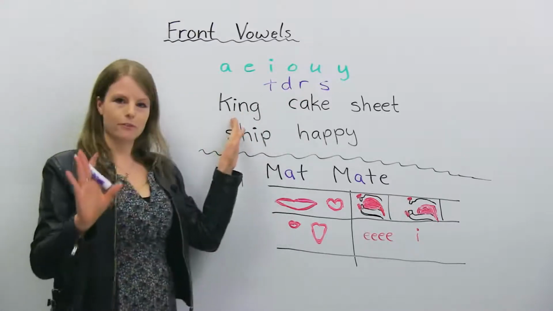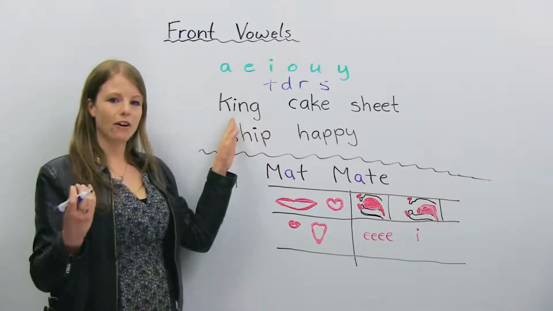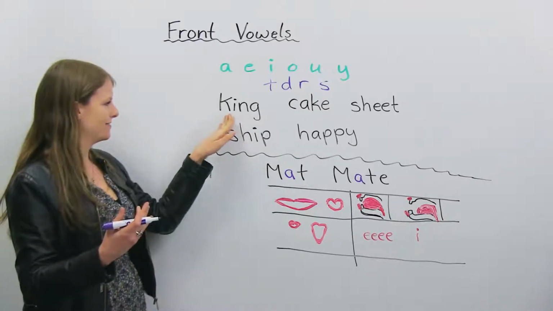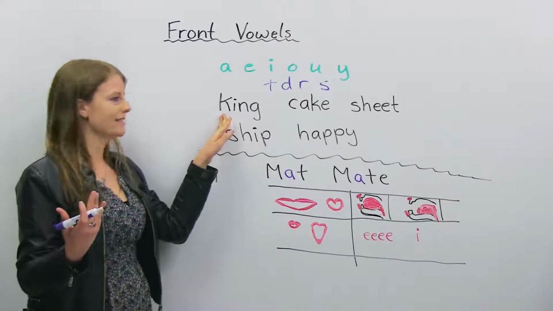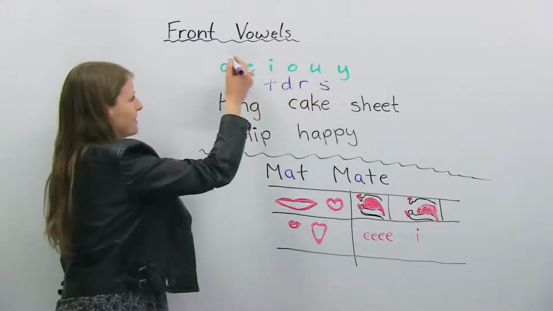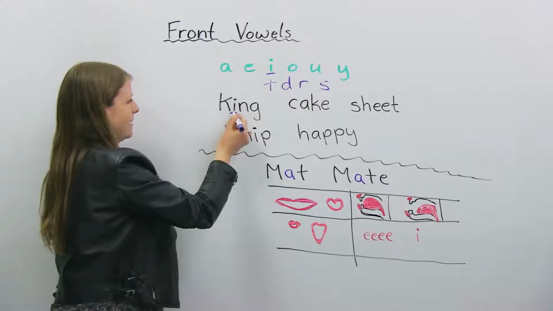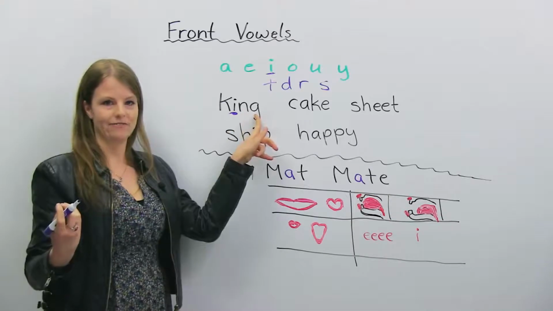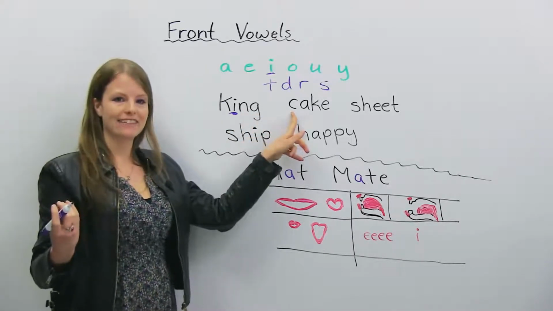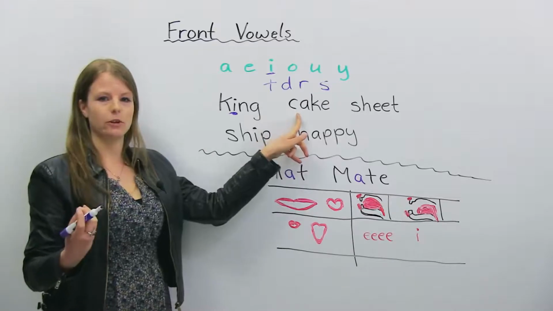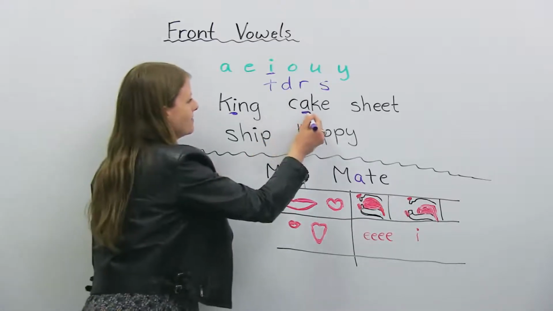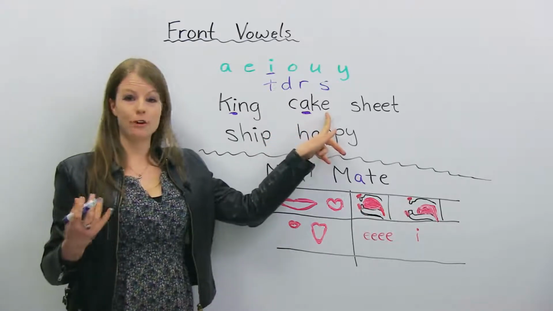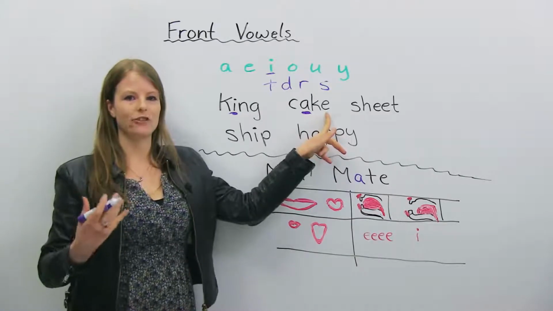Okay, so first thing I want to look at is where are the vowels in these words and which are the consonants. We have the word king. So where is the vowel here? If we look up here at our list, we have I here. So this is the vowel, whereas K, N, and G are consonants. If we look at our next word, cake, what is the vowel in this word? You said the A? You're correct. Cake.